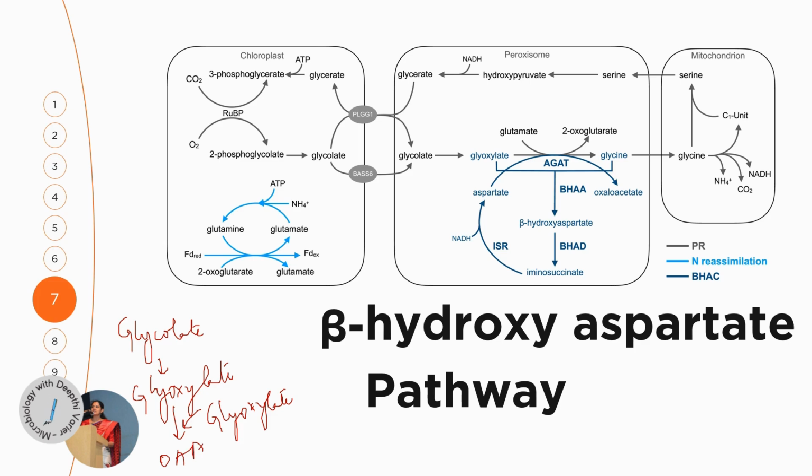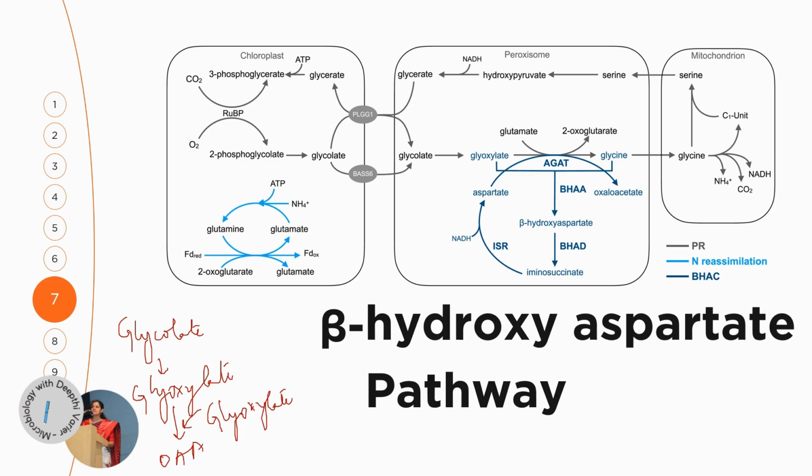This pathway is actually helping us to directly form the 4 carbon compound, oxaloacetate, from glycolate without losing any carbon or nitrogen. That's why this is one of the most efficient pathways for glyoxylate metabolism, because you're directly getting the 4 carbon compound without losing any carbon in the form of carbon dioxide. So the beta hydroxy aspartate pathway gives us oxaloacetate instead of glycerate or anything else.